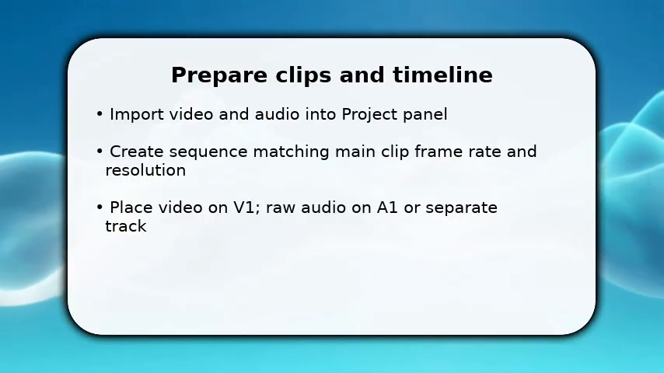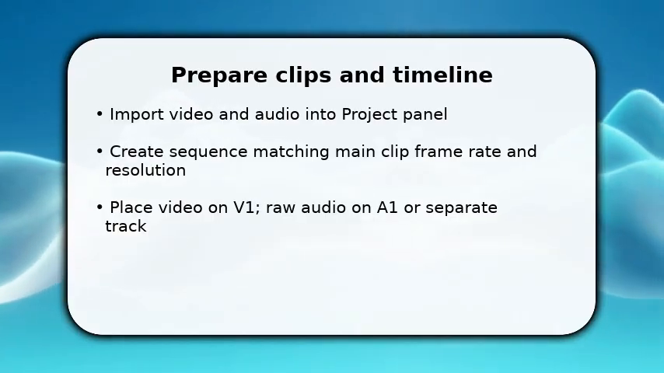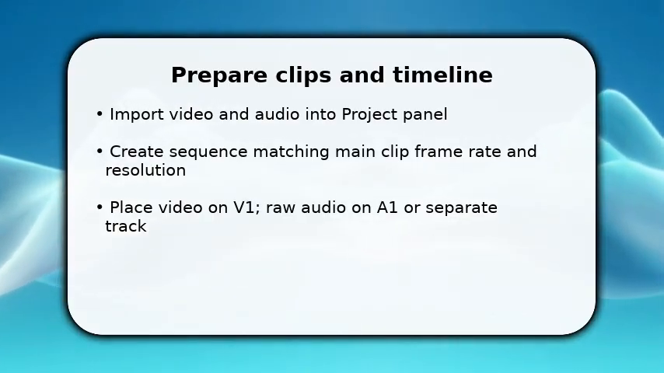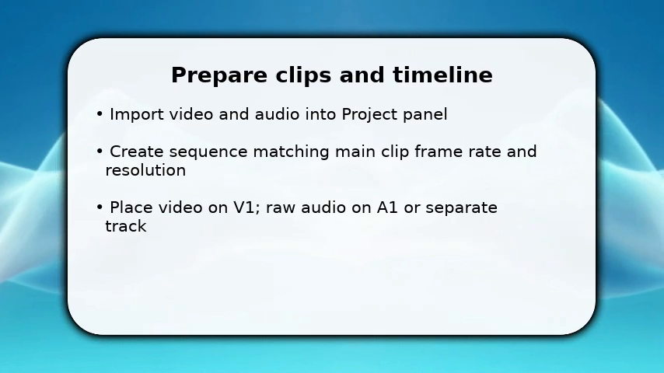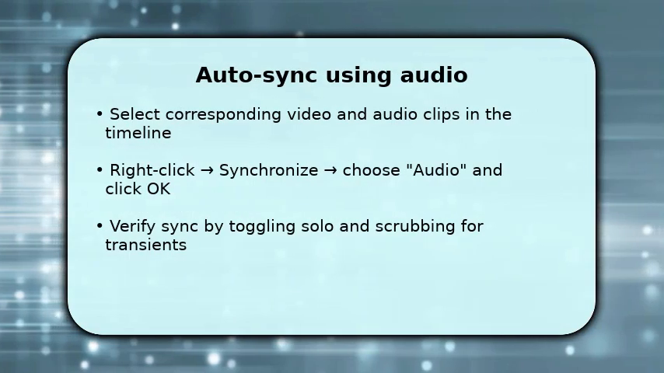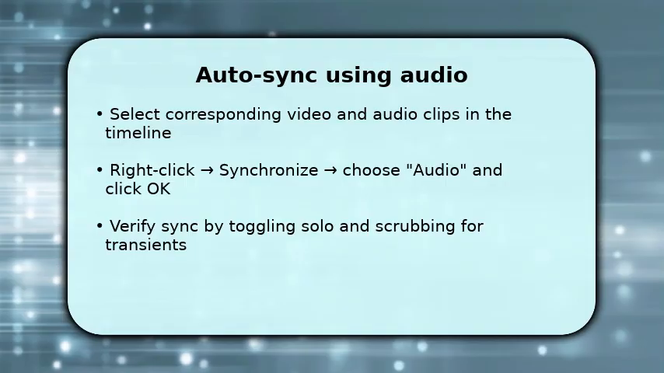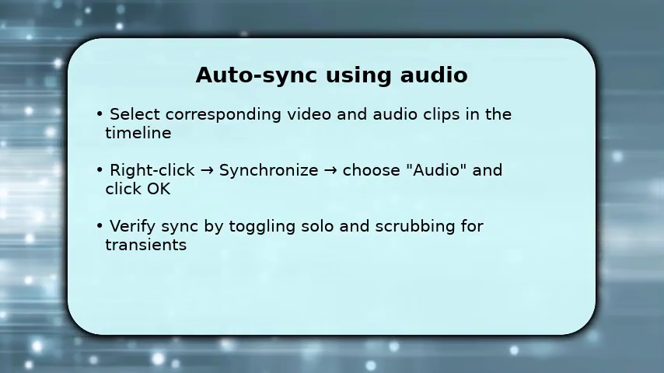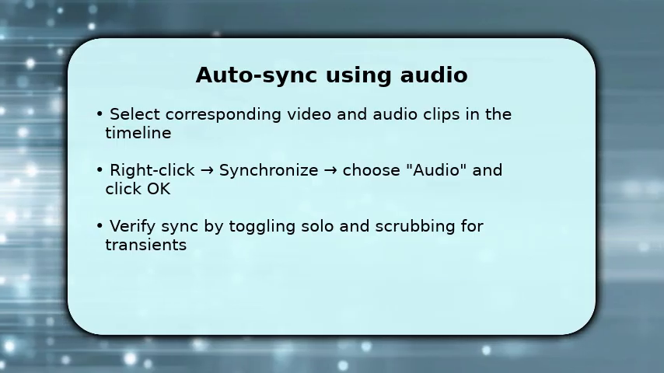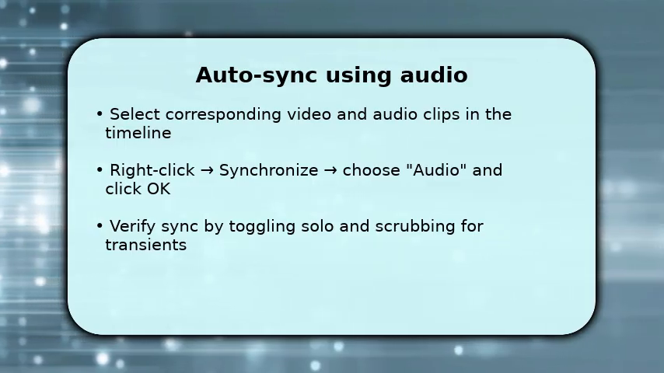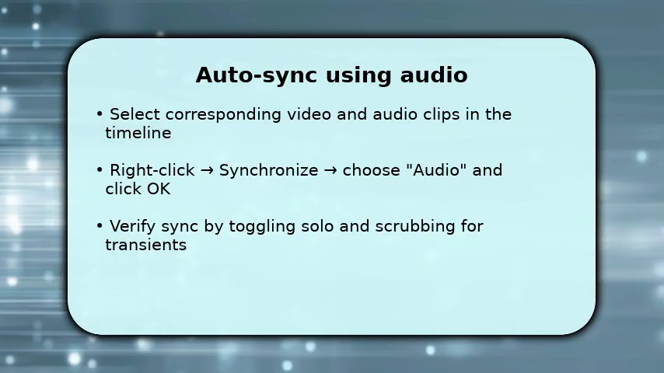You want clear visual alignment points, clapper, slate, or a loud transient, so you can sync precisely in the next step. Next, select the camera clip and its matching recorder track together in the timeline or project panel. Right-click and choose Synchronize, pick Audio as the sync method, and let Premiere analyze waveform transients.